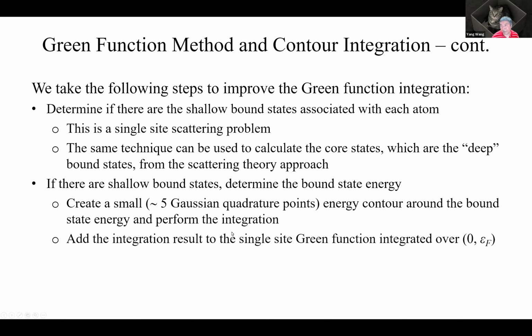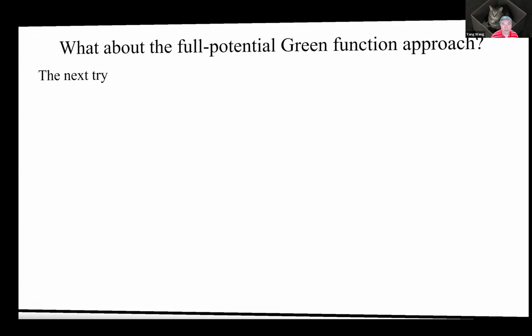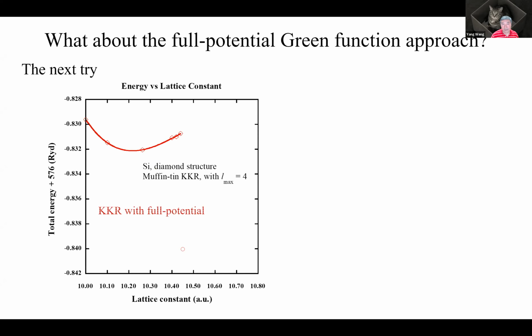Then we can add the result to the other part of the single side Green function integration from 0 to Fermi energy. So that's the part that had to be taken care of. Once that is done, we can get this. Okay, it looks much better now, but it's not quite right.